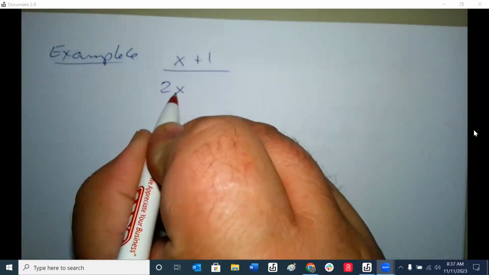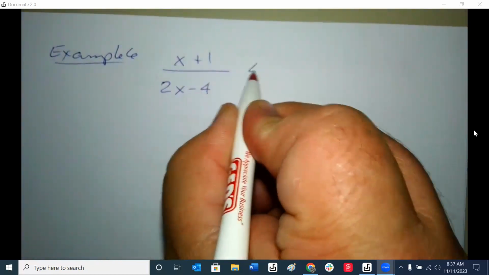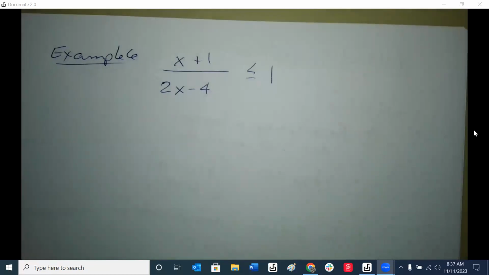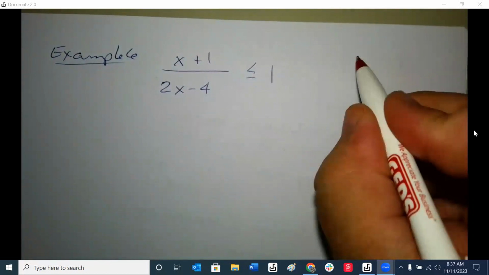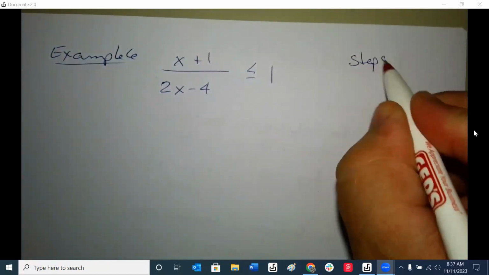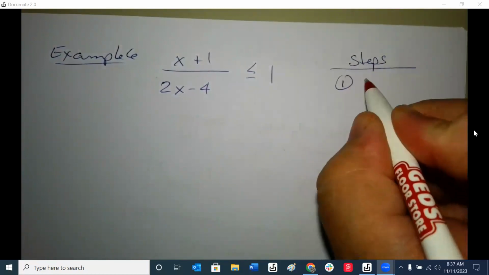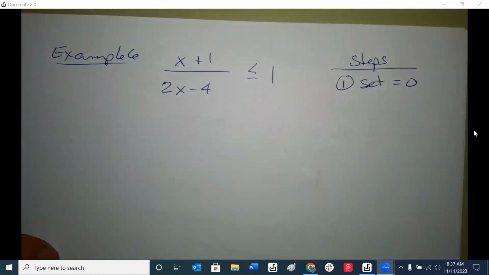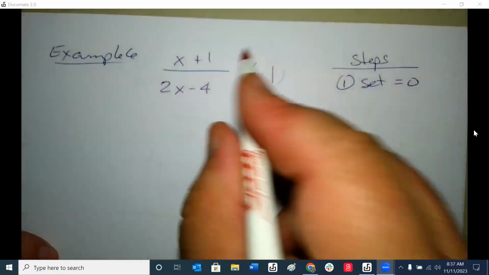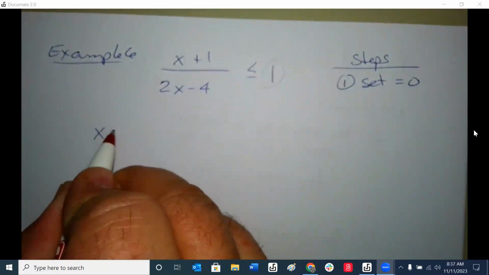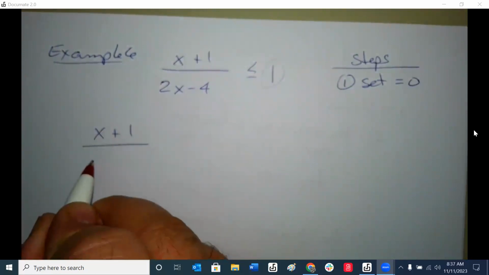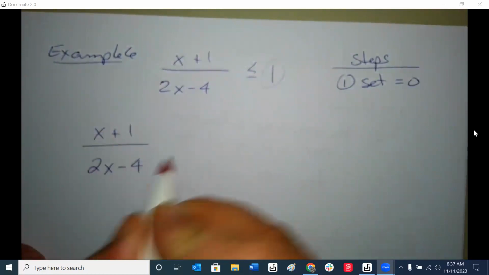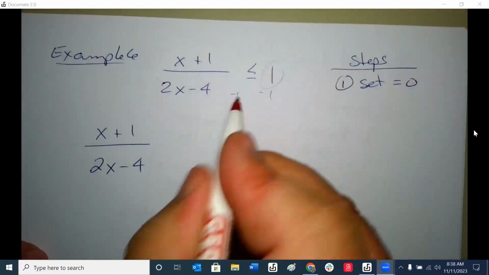Example 6. x plus 1 over 2x minus 4 is less than or equal to 1. Remember our steps. That equals 0. So we have to move this 1. We have x plus 1 over 2x minus 4. So I subtract 1 from both sides.